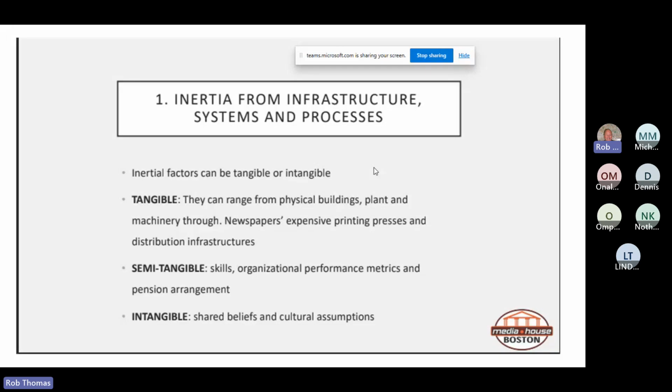Okay, and then semi-tangible. Skills, organizational performance metrics, and pension arrangements. Those can also affect your ability. Think about it, guys. If you have an organization that battles to bring in good, fresh talent, like Twitter, when Elon Musk took over Twitter, Elon Musk cannot possibly turn Tesla into a world-class company, or SpaceX into a world-class company, or Twitter into a world-class company on his own. He needs people to help him. So what he'll try and do is draw the very best talent to come and work for him and with him at those companies so that he can innovate and create brilliant products and services.